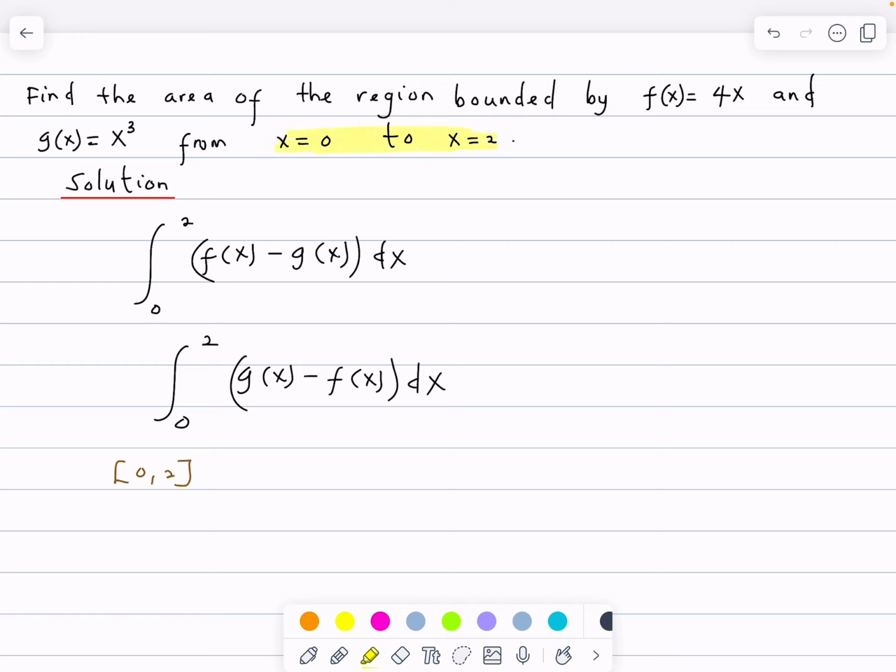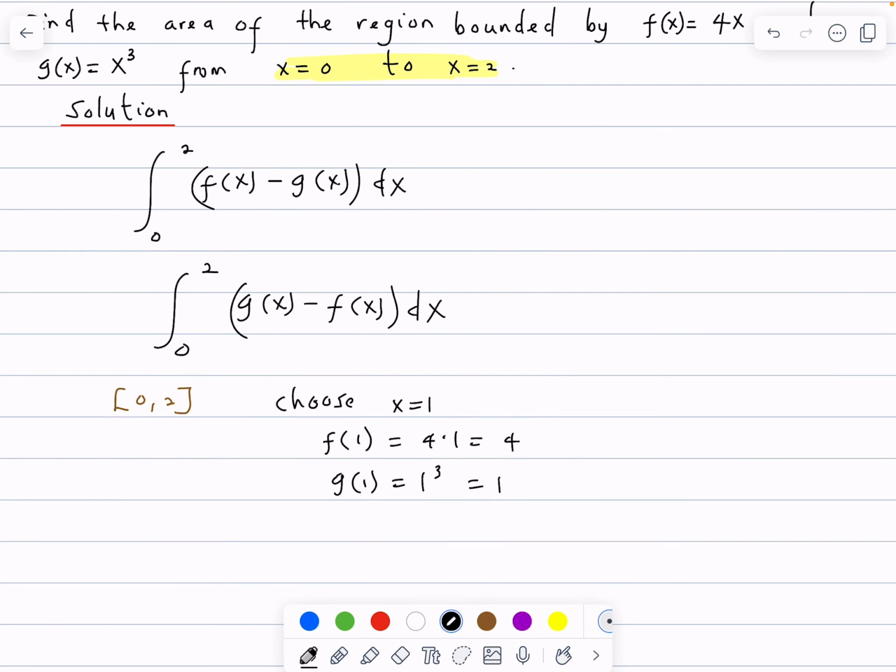On that interval, we are going to choose a number. Let's choose x equals 1, and plug it into those two functions. If I plug 1 into f of x, I have 4 times 1, which is 4. If I plug 1 into g of x, I have 1 cubed, which is 1. Now, which one is greater? 4 is greater than 1.